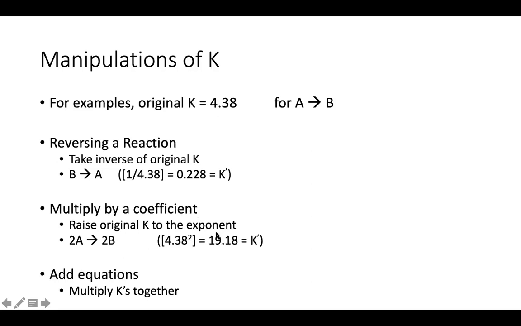So our new equilibrium constant would be 4.38 squared, because that's what we multiplied our equation by. And so our new equilibrium constant would be 19.18 for that. Sorry for that little error.